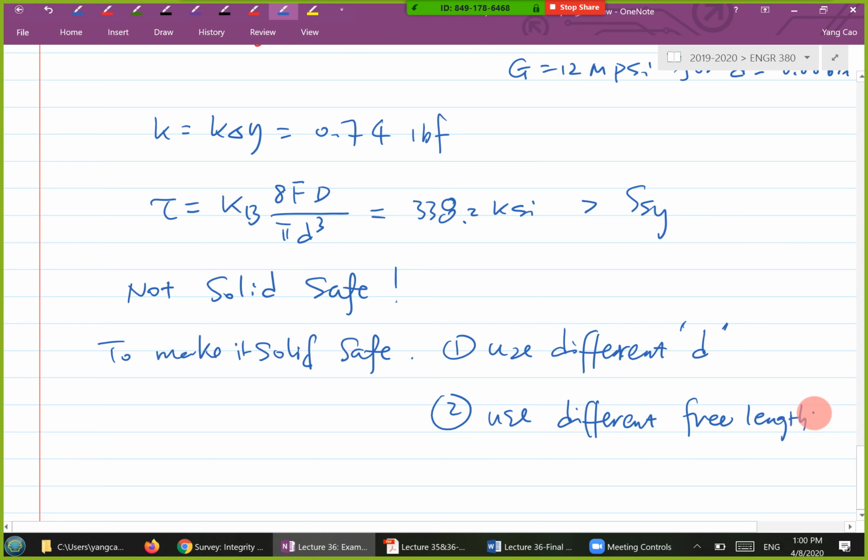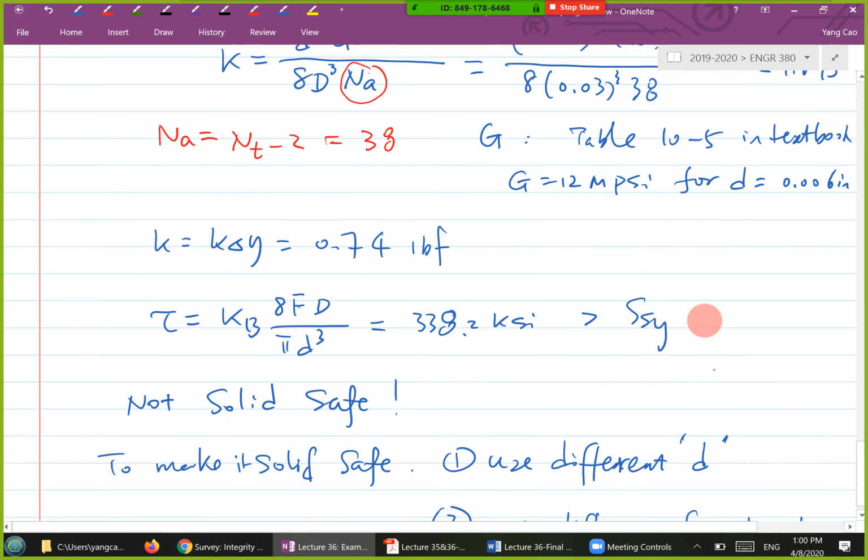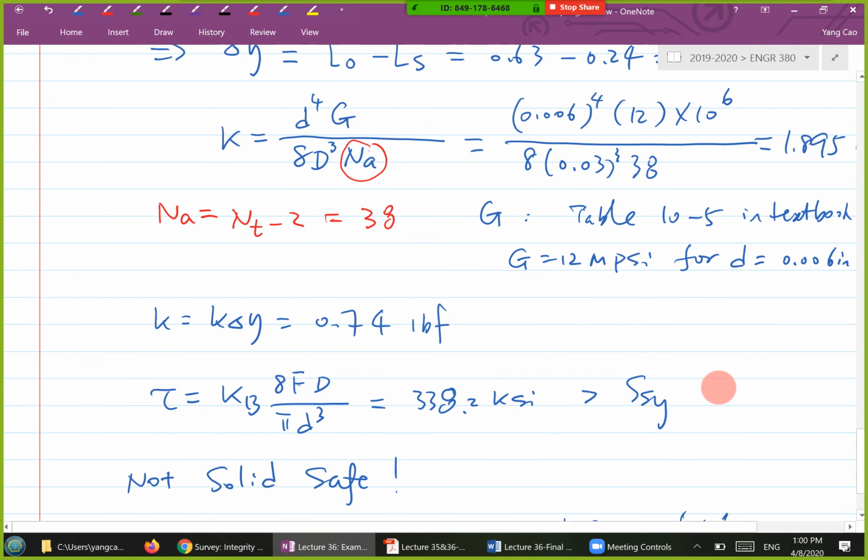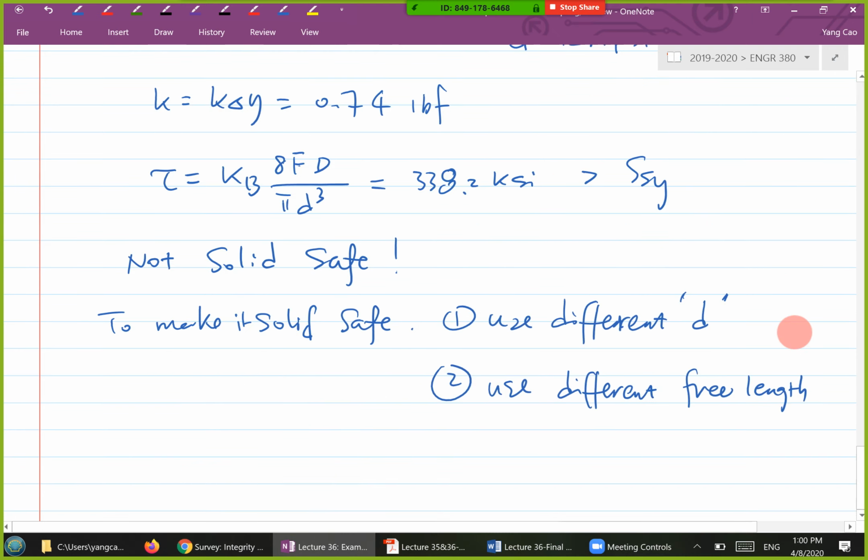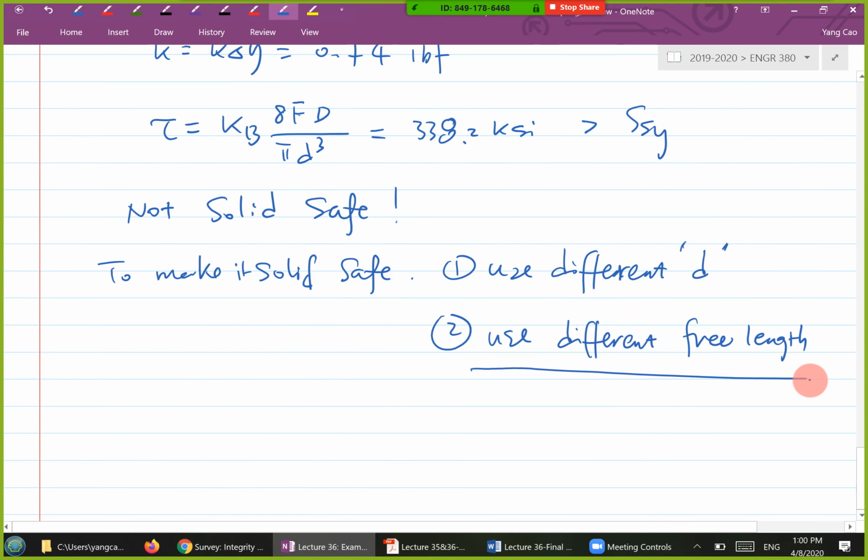Right, you think about it, the reason the tau is too big is because F is too big. So we need to just reduce F. Then maybe we can reduce the free length, right, to reduce the deflection. So then F will be smaller. Okay. So let's try this one here. Basically, what would be an appropriate free length to make it solid safe?